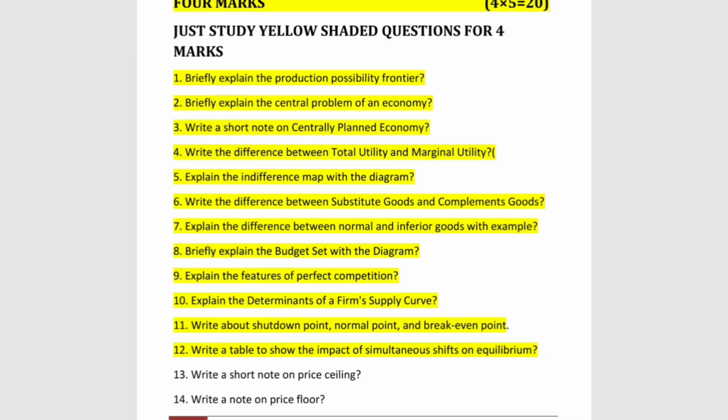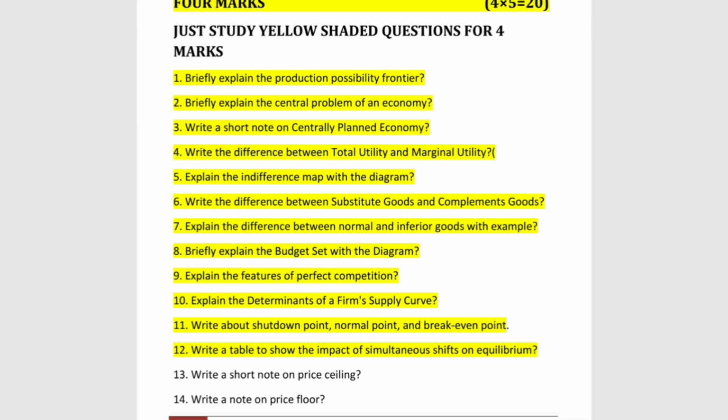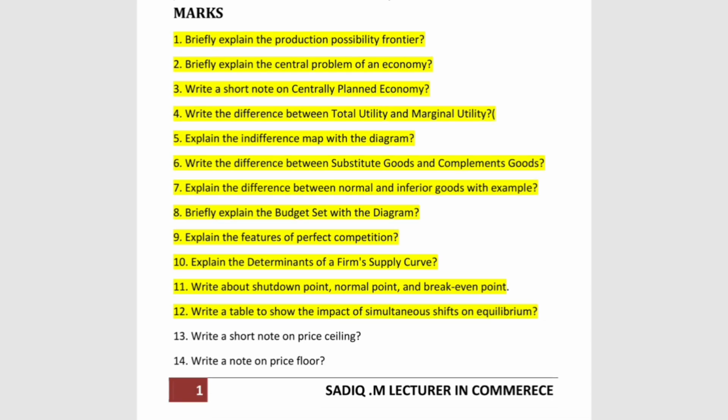The next question is: briefly explain the budget set with the help of a diagram. So how many questions? 1, 2, 3, 4, 5, 6 questions from the theory of consumer behavior. If you study these 6 questions, definitely one question is going to come in your examination. The next question I have taken is: explain the features of perfect competition.